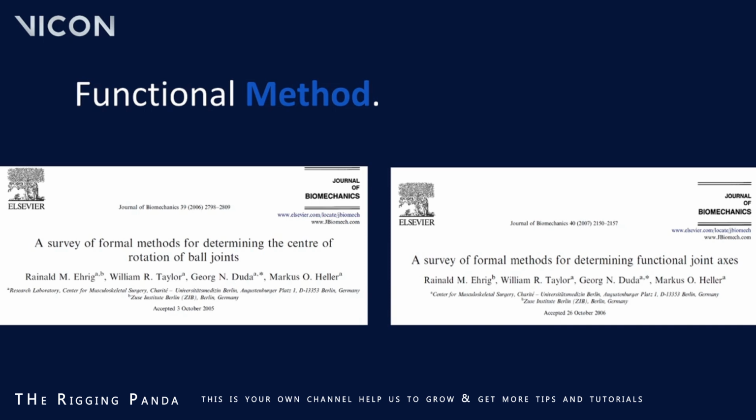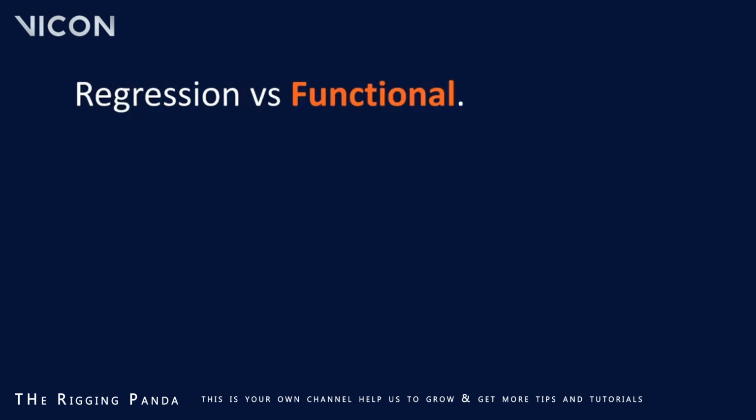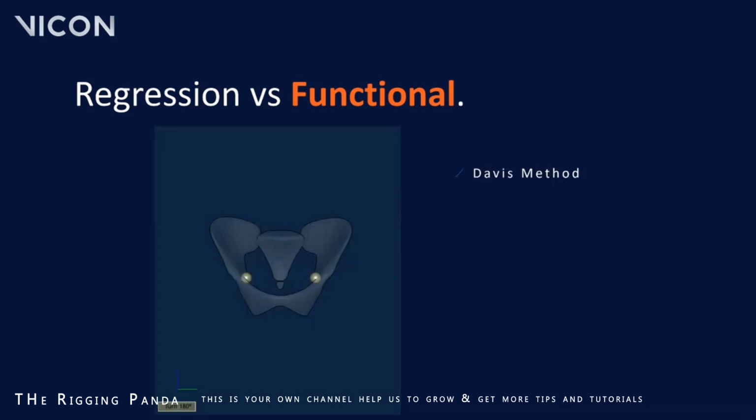Now, let's have a quick look at some of the output differences we can see when using functional versus regression methods. Here we have the pelvis, and in the pelvis we can see two markers. These two markers represent the hip joint centers as calculated by the Davis method. Next, we have two new markers. You can see how the markers have moved upwards. These markers represent an RSA method or X-ray method.